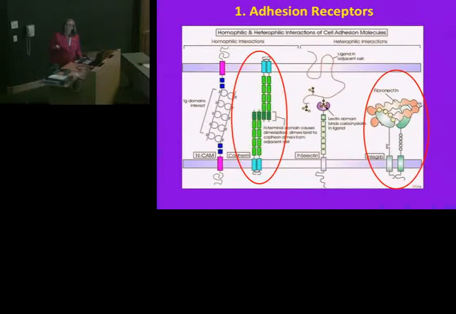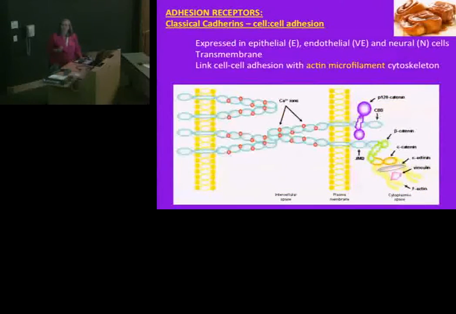The two types that we study most frequently in cancer biology are in the cadherin family and the integrin family. Carol alluded to these already in her talk, and I'll just talk to you in a little more detail about those. So cadherins participate in cell-cell adhesion. These are the molecules that stick the sticky buns to each other.